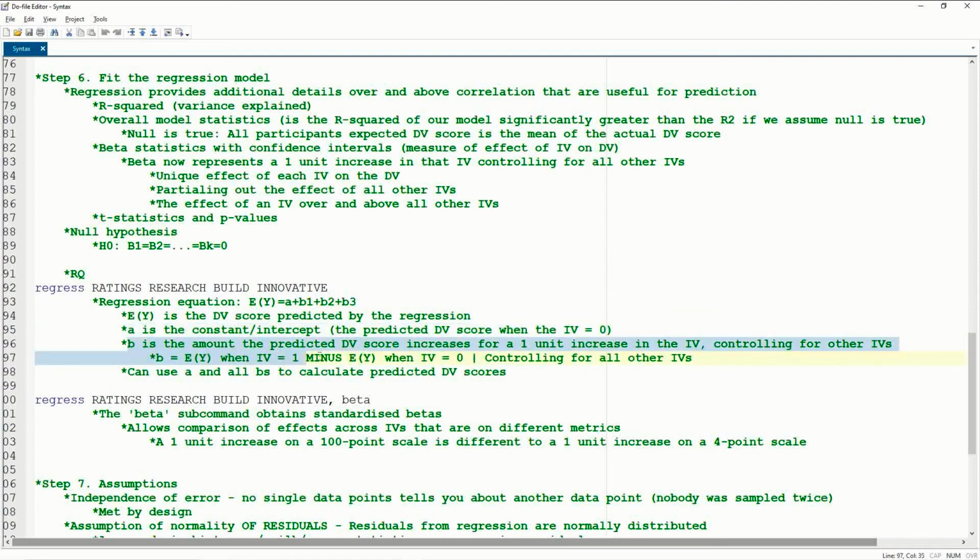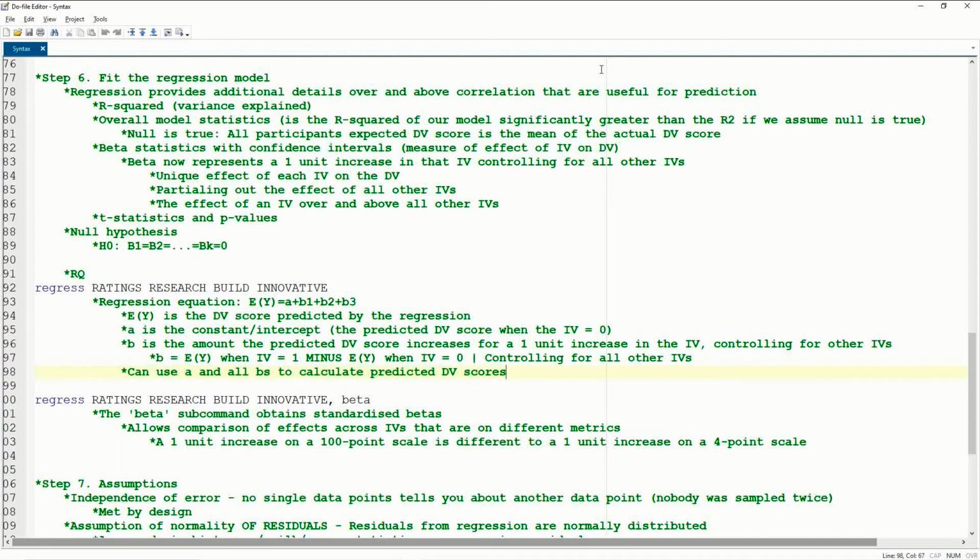Our beta is the amount the predicted DV score increases for a 1 unit increase in the IV, controlling for all other IVs. So we've said this a few times now. So if you're mathematically minded, I guess what that translates to is your beta is the expected DV score when your IV equals 1, minus the expected DV score when the IV equals 0, controlling for all the other IVs. So it's still the same thing, it's just removing the overlap. It's looking at just that unique variance. We can use our alpha and all of our betas to calculate the predicted DV score. So it's exactly the same as simple linear regression, we're just adding in these extra beta terms.